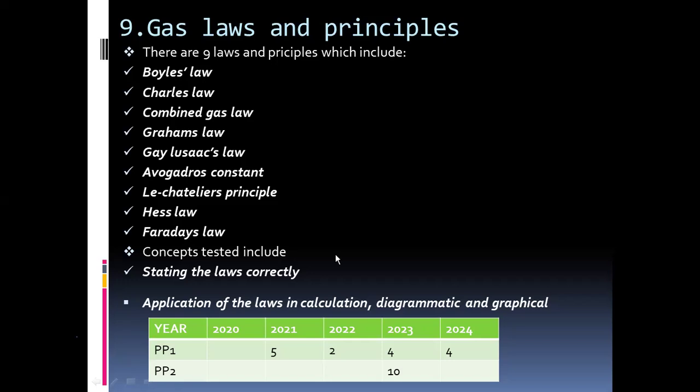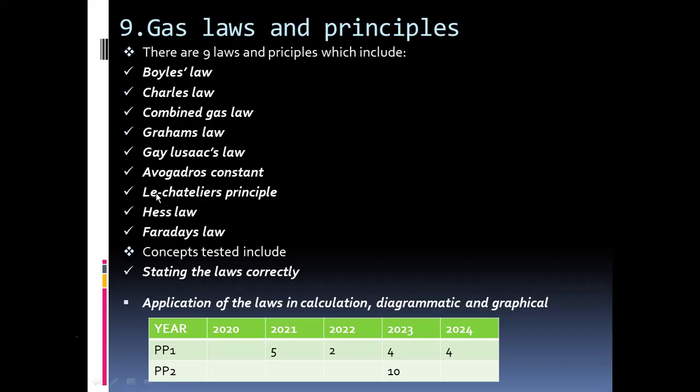So there is another one that we call the laws and principles. There is something I want us to know, which is very important. In chemistry, there are 9 laws. We have 10 commandments, but we have 9 laws in chemistry. Number 1, Boyle's law. Number 2, Charles' law. Number 3, combined gas law. Number 4, Graham's law. Number 5, Gay-Lussac's law. Number 6, Avogadro's constant, which says that 1 mole of a compound contains 6.023 times 10 power 23.